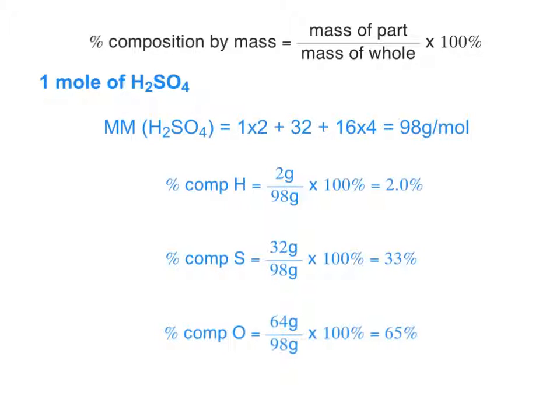And what is important to understand is that it doesn't matter how big or small our sample is. We can be talking about 1 mole of sulfuric acid, we can be talking about 2 kilograms or 2 tons of sulfuric acid. We can even be talking about 1 molecule of sulfuric acid. Every single time, those percentages that we calculated for it would be correct. Out of the entire mass of the sample, 2% would be from the hydrogen, 33% from the sulfur, and 65% of all the mass would be coming from the mass of the oxygen.